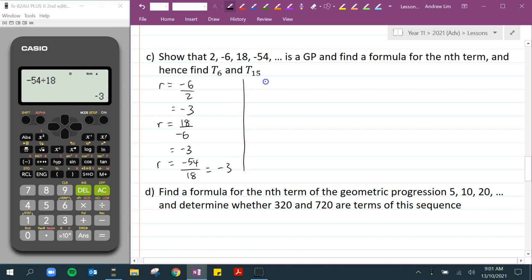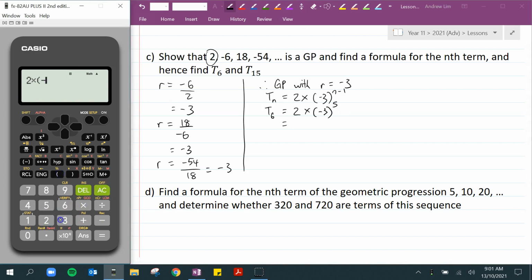I'm just going to write that in. Therefore GP with a common ratio of minus 3. Now we need to find a formula for the nth term and hence find T6 and T15. So the nth term is equal to A, which is 2, times the ratio of minus 3 to the power of n minus 1. So what is T6? The sixth term is 2 times minus 3 to the power of 5, which is negative 486.